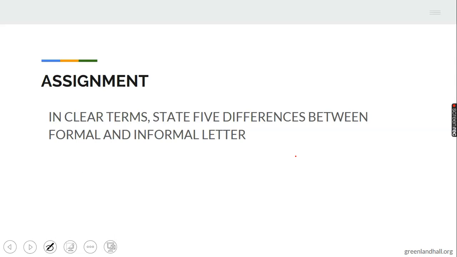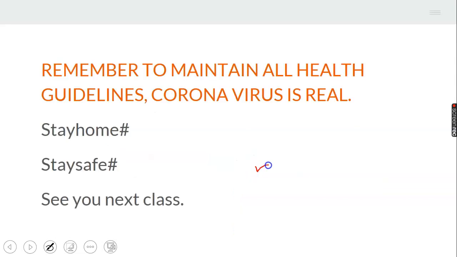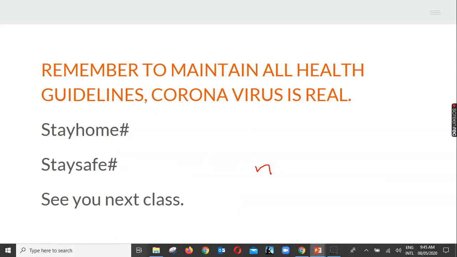Before I leave, attempt this assignment. I want it next class. In clear terms, state 5 differences between formal and informal. I want it in tabular form. 5 differences between formal and what? And informal. I want it in tabular form.